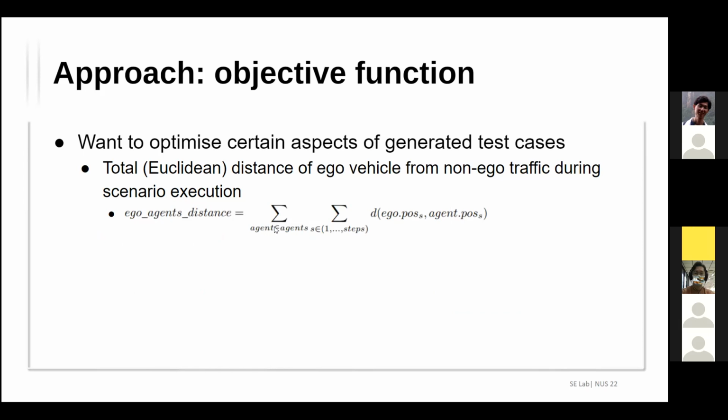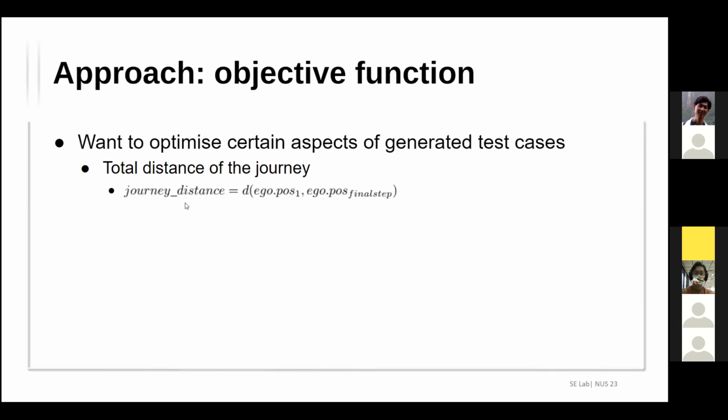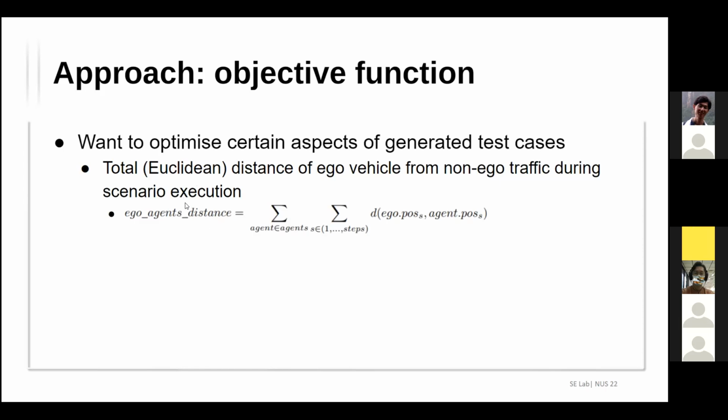So this is the ego distance, which just for every step, every waypoint, we plot the distance between the ego vehicle position and the agent position, and we sum that in total, and that's the total distance between the ego vehicle and non-ego traffic. For the ego distance, the agent includes both pedestrians and other vehicles, I guess also objects in the map as well, things you can possibly collide into.